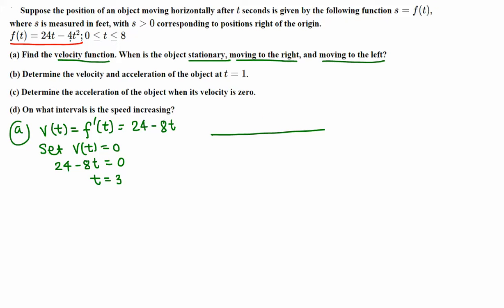We are considering this position function from 0 through 8, and we just found that at t equals 3, the velocity is 0. That means the object is stationary. And we need to find when the object is moving to the right and moving to the left. So stationary at 3 seconds.